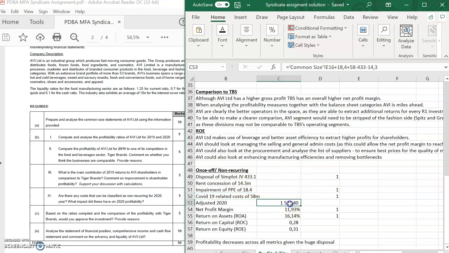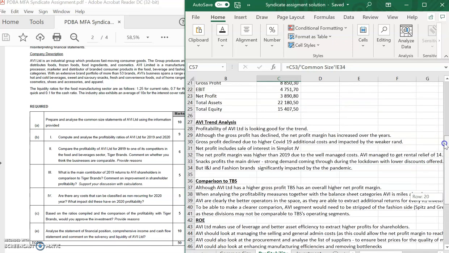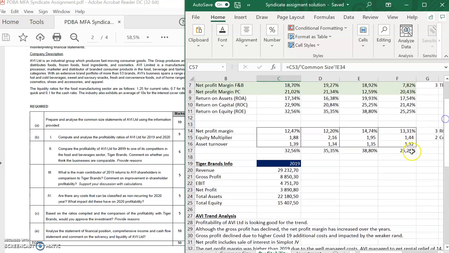Okay, I then get to an adjusted 2020 profit. And should I then have an adjusted 2020 profit, what impact did it have on my margins? Your return on equity is still 31% in comparison to what you're sitting at here with Tiger Brands of 25, if you were to include those non-recurring costs and also include the disposal of the JV.